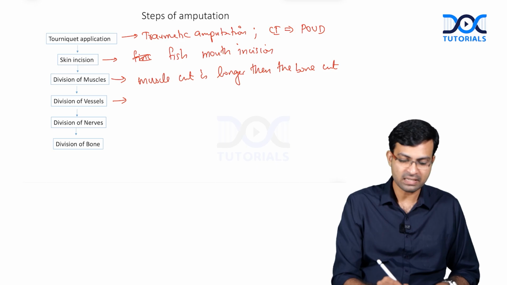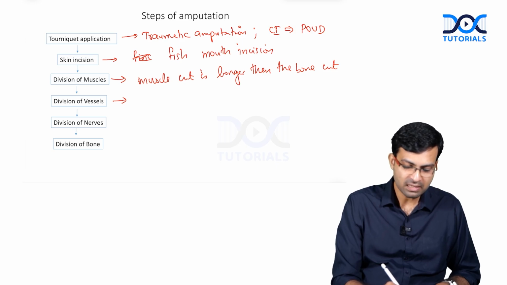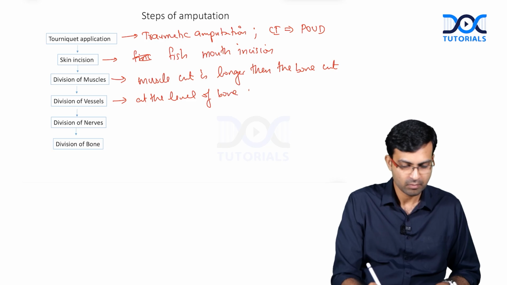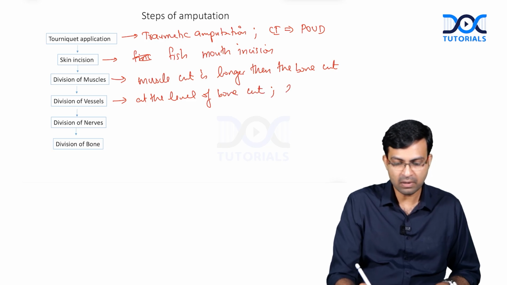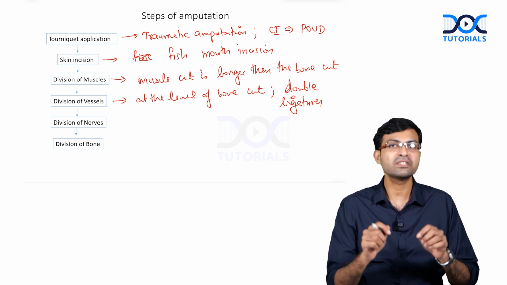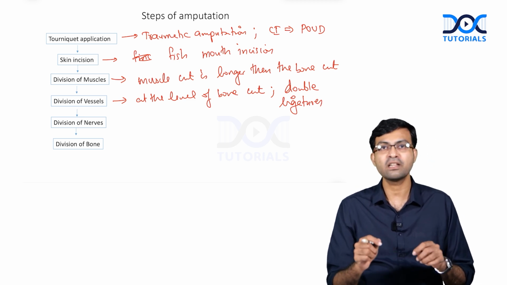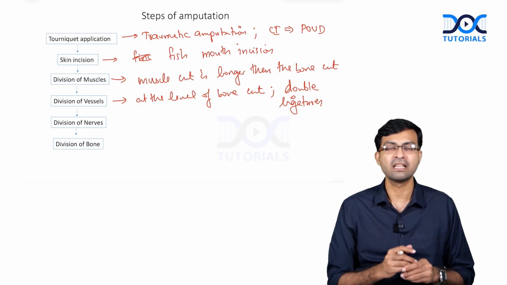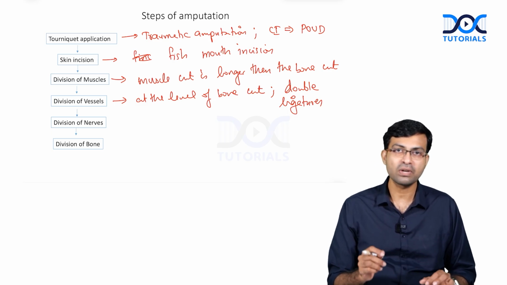Then you divide the vessels. So you divide the vessels at the level of the bone cut. And also use double ligatures. Why double ligatures? In order to prevent the slippage of the ligatures, and if the ligatures slip, it is going to cause severe bleeding, isn't it? So we don't want that to happen, so put double ligatures.